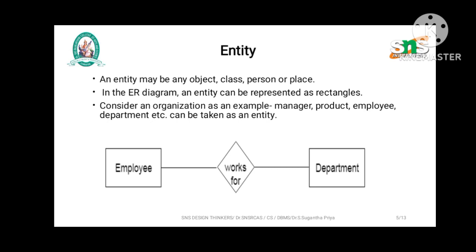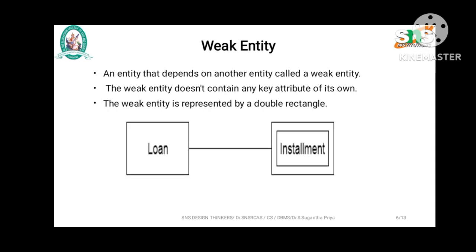Entity. An entity may be an object, class, a person or a place. In an entity relationship diagram, an entity is represented as a rectangular shape. Consider an organization as an example. Manager, product, employee, department, etc. can be taken as an entity and the employee works for a particular department.